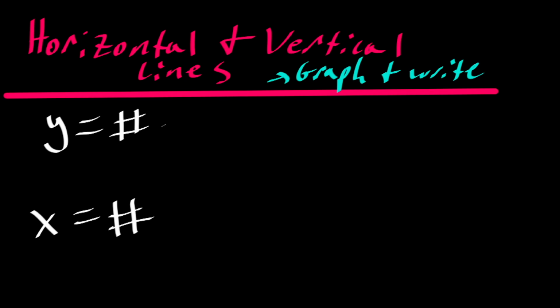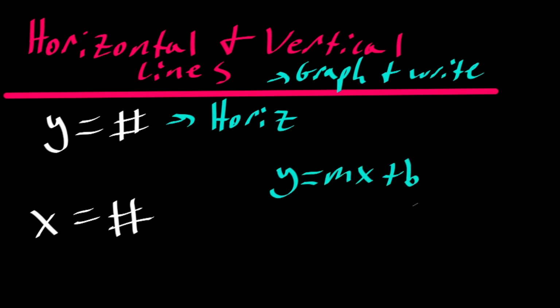A horizontal line is going to be y equal to just a number. Now, we're used to seeing, and you probably don't have to write this down, y equals mx plus b whenever we write the equation for a line. But there can also be a variation where we say y equals a number, and if it's equal to just a number, that's actually a horizontal line that you're being given.